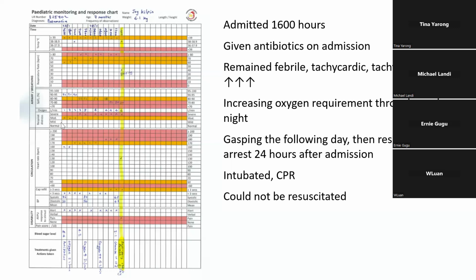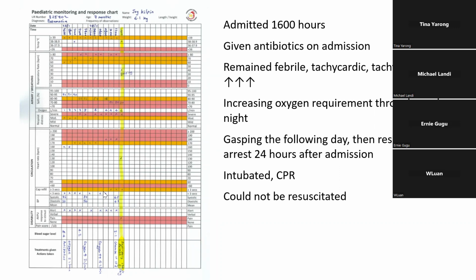Her respiratory distress was recorded as being moderate to begin with, and then it was recorded as being severe for much of the time she was in hospital. This is only a 24-hour period. So she came in at 1600 hours, at 4 o'clock in the afternoon, and she arrested at 2 o'clock in the following afternoon. Her heart rate started off at 160, so still high for her age, but then it went even higher and went up into the red zone, and then it only dropped down to a much lower rate around the time, 2 o'clock in the afternoon.